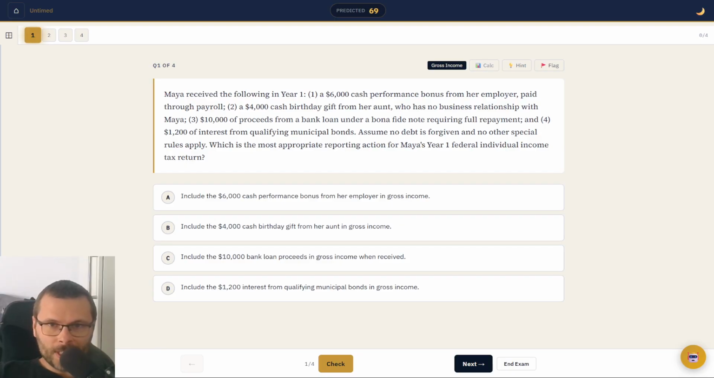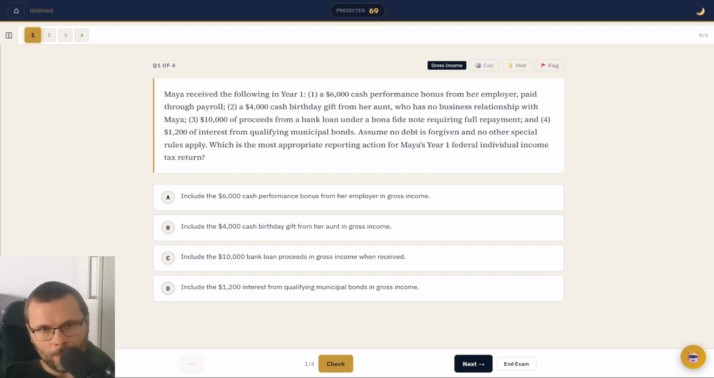6,000 cash performance bonus from her employer paid through payroll. Sounds like payroll, sounds like salary, sounds like commission, which are treated just like salary. So this probably is included, but let's carry on with the other 3. 4,000 cash birthday gift from her aunt who has no business relationship with Maya. Gifts aren't included for the recipient, so that's already out.